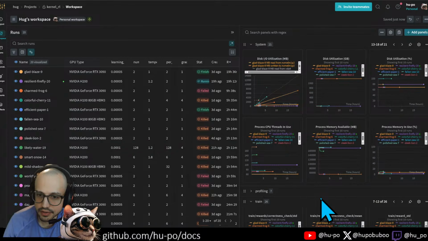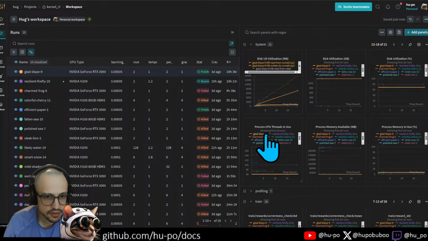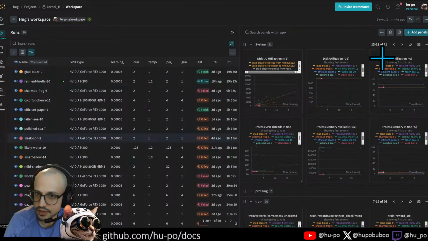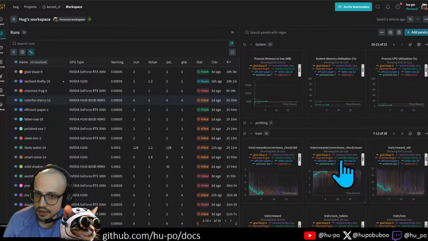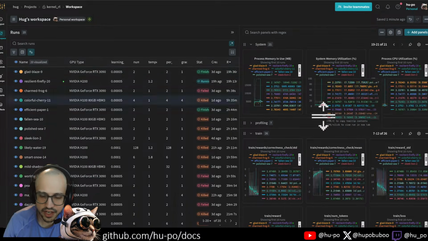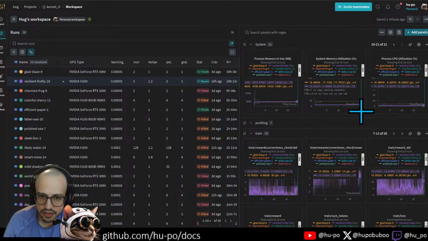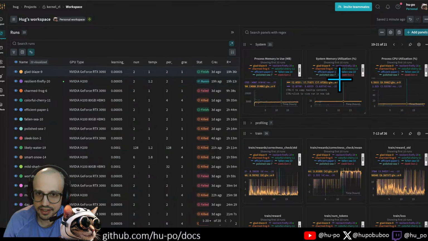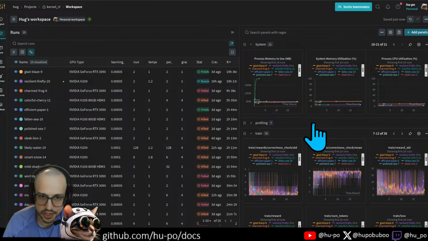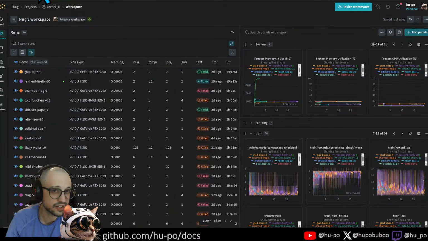Disk utilization. Process CPU threads in use. What is this one? Yeah, so you can see, for example, the number of threads on this 3090 is way lower than the number of threads on this H200. System memory utilization, right? So none of these are using the system memory very much, but that's actually a good thing, right? You don't want high system memory utilization because it just basically means that you're storing a bunch of crap in the system memory that you probably shouldn't be storing there anyways.